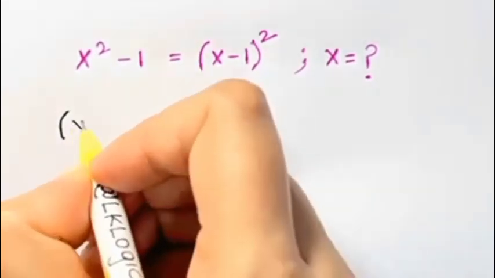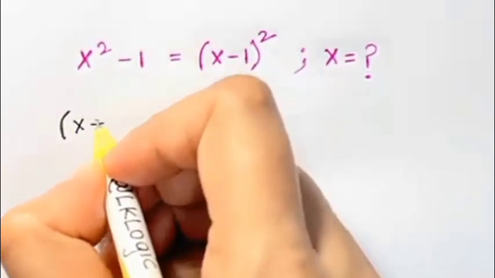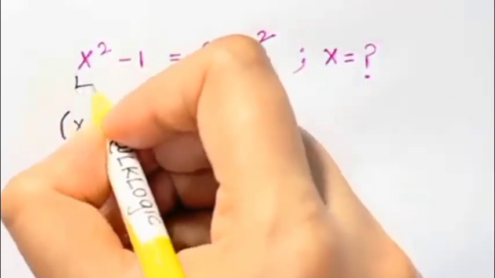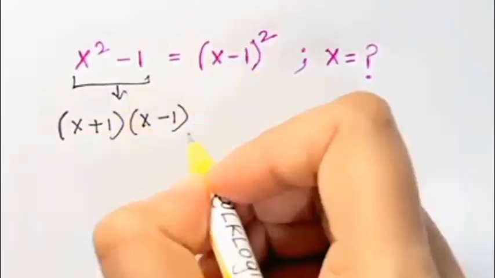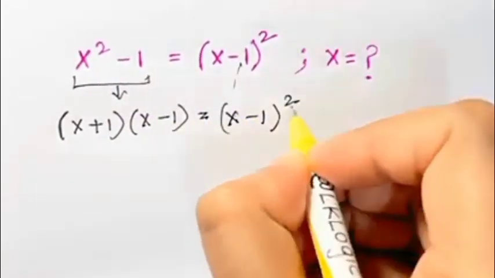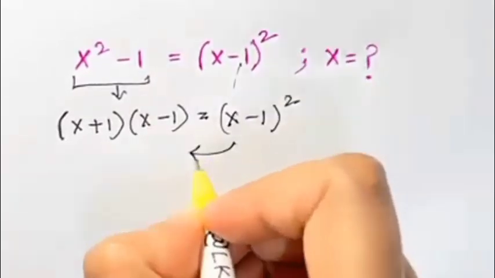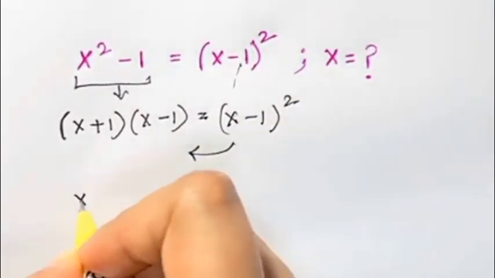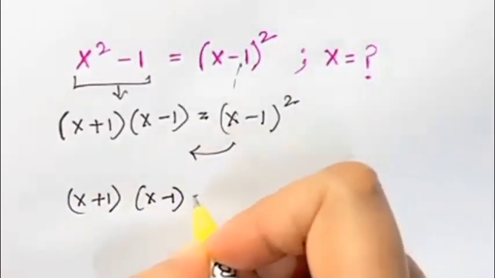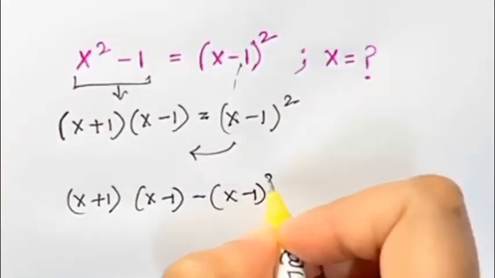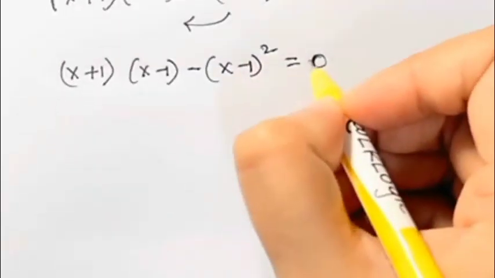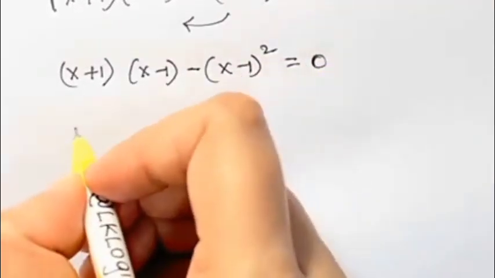So a is x, plus 1, times x minus 1 for this part, right? Which is equal to (x − 1)². Let me bring it this side. So what happens? I have (x + 1)(x − 1) − (x − 1)² = 0. Now, I have (x − 1)², so let me expand that.